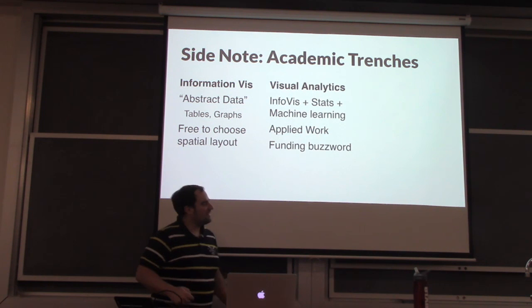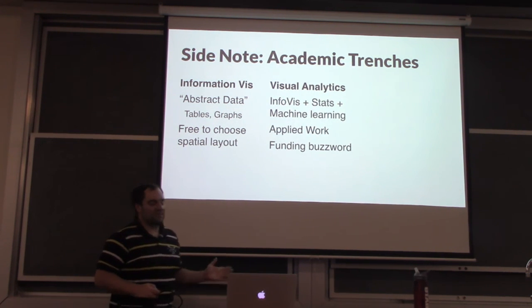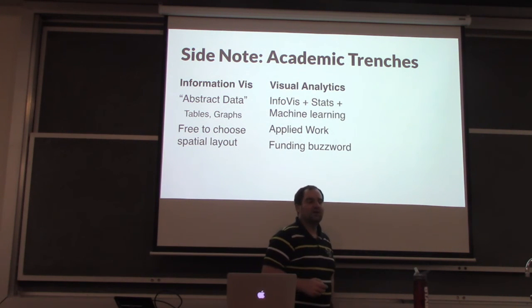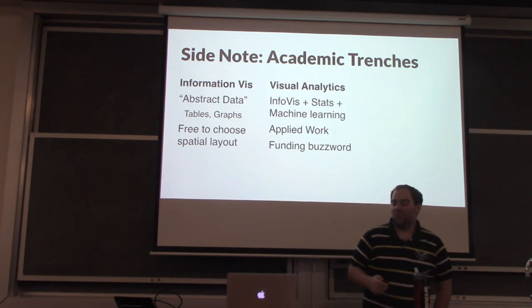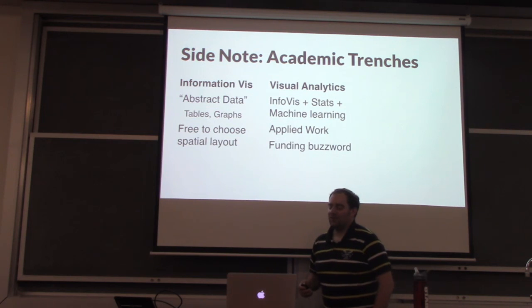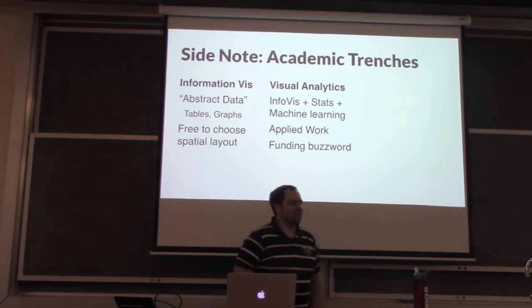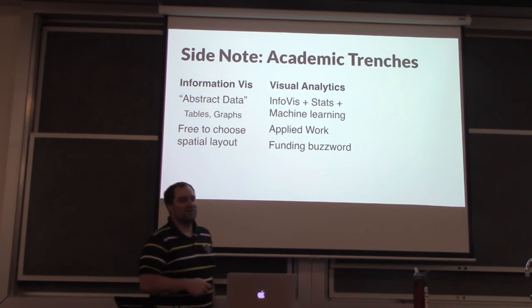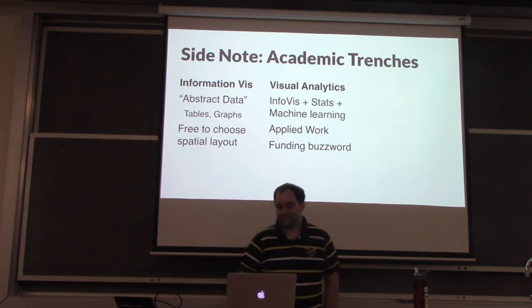The second academic trench is visual analytics. This is kind of a combination of information visualization with machine learning and is more amenable for applied work. And my not so nice criticism of this field would be that it's more like a funding buzzword rather than really an academic field by itself.